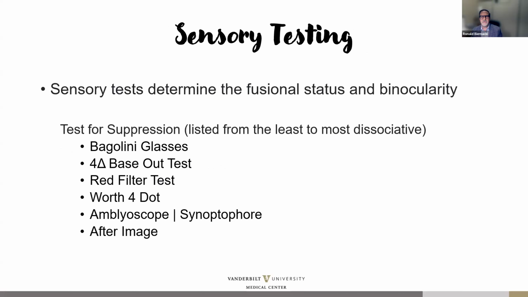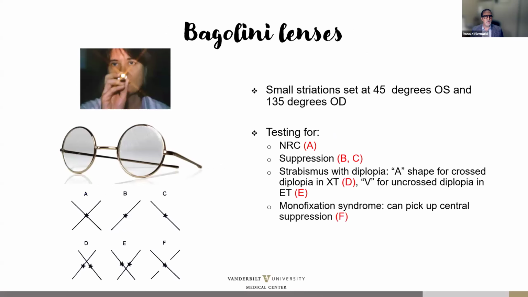So let's look at some of these tests. These are listed from the least dissociating to the most. We'll start with the Bagolini lens. This is the least dissociating test. The patient has to be old enough to be able to draw or at least explain their findings.